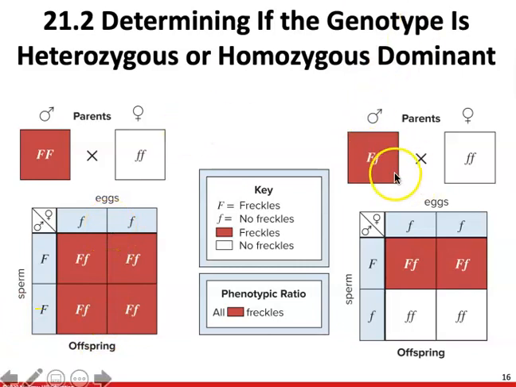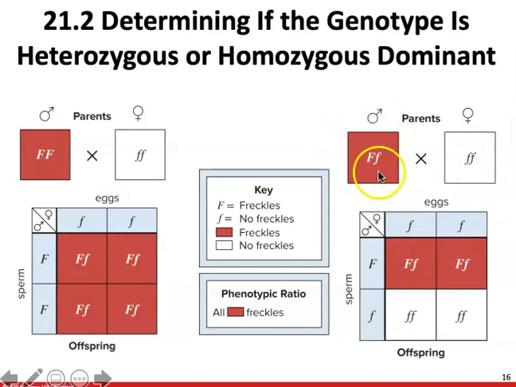If the father is not homozygous dominant, but instead heterozygous, he will contribute a big F to this individual. So we would have big F from father, little f from mother, big F from father, little f from mother, little f from father, little f from mother, little f from father, and little f from mother. In this Punnett square, the offspring have a 50-50 chance of having freckles and a 50-50 chance of not having freckles.